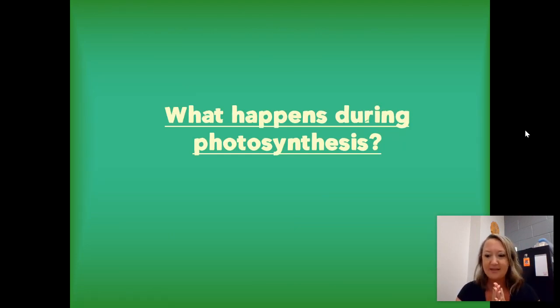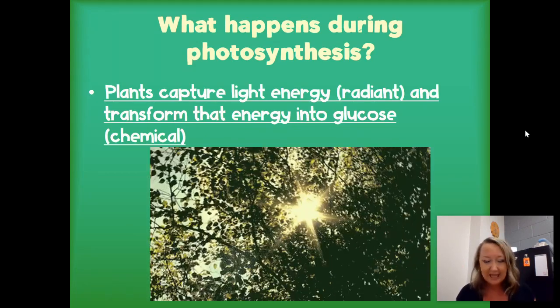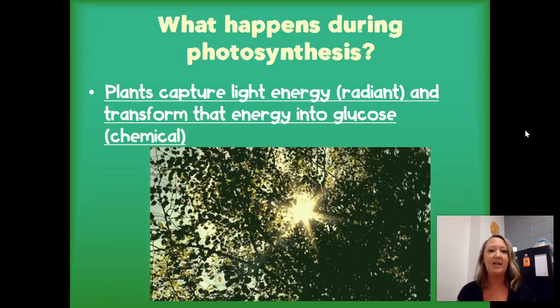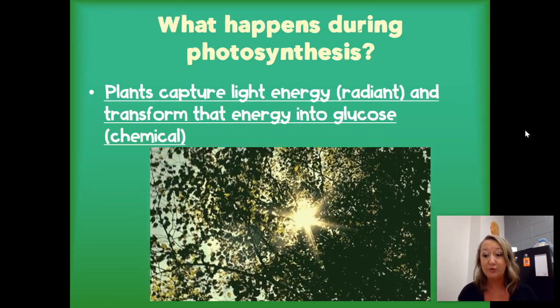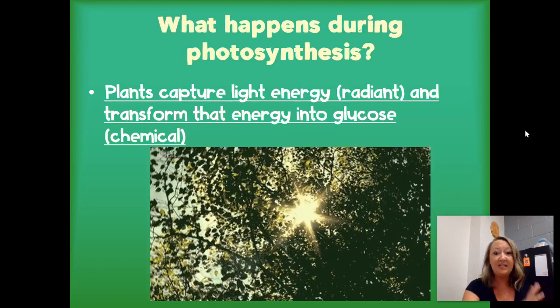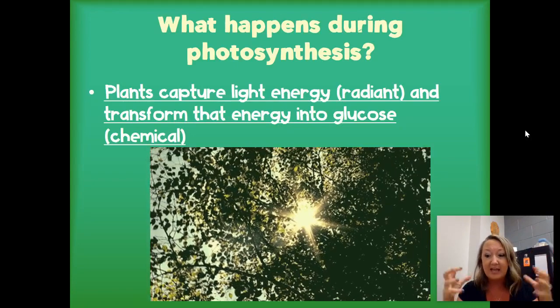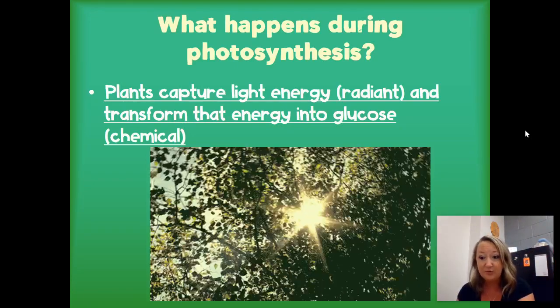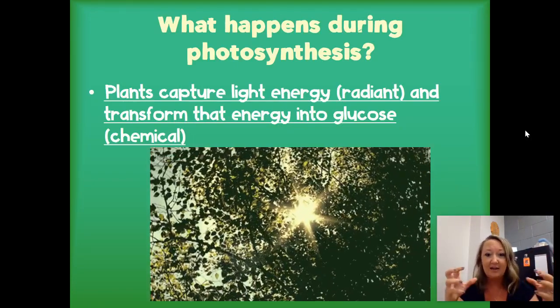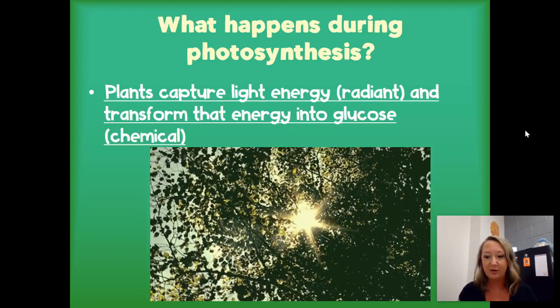So what happens during photosynthesis? Okay, you talked about the parts, Miss Young. What exactly happens? Okay, well, plants, number one, they capture light energy, radiant energy from the sun, and they transform that into glucose, which is a chemical, right? So we're doing an energy transformation. They capture that light energy, that radiant energy, and they change it through that chemical reaction into glucose, right? The only time we can have that change is if we have a chemical reaction, right? We're going to transform it.